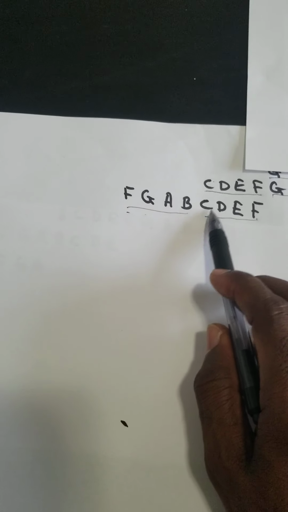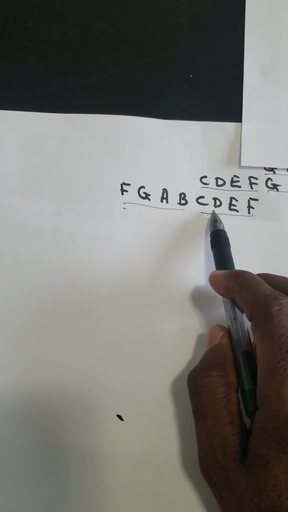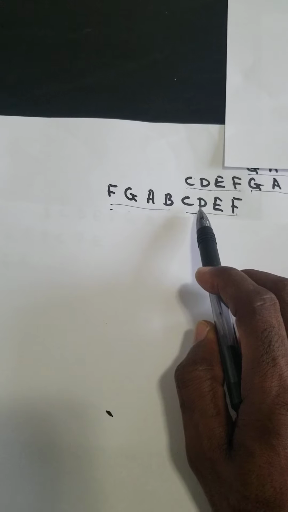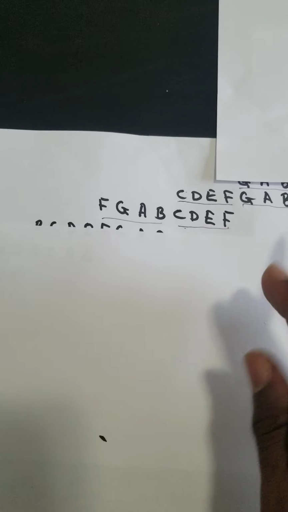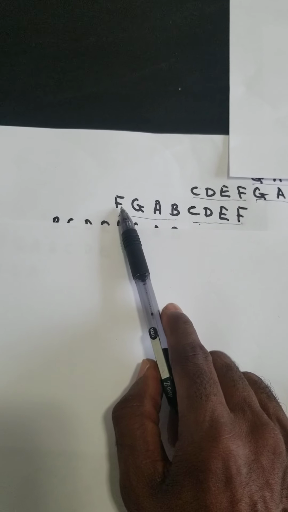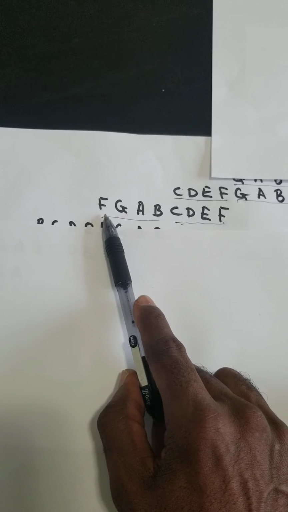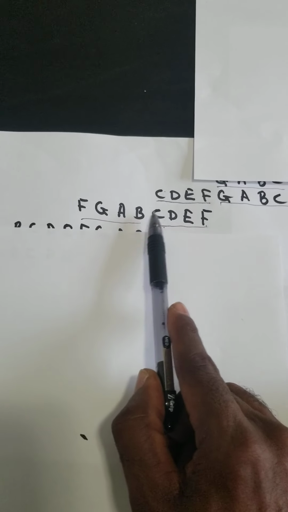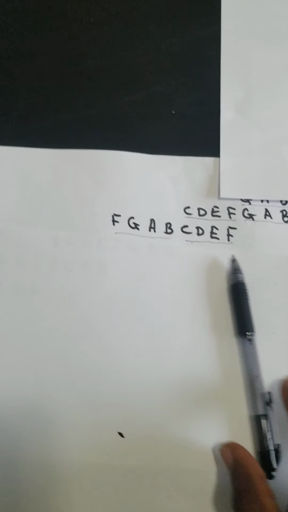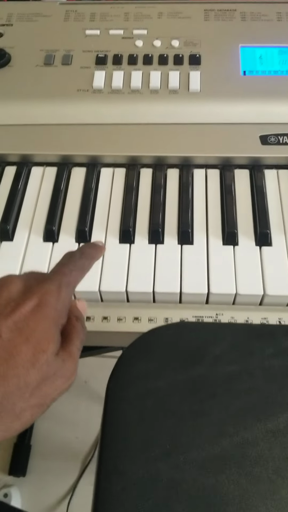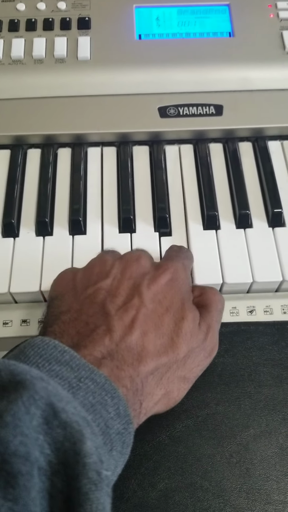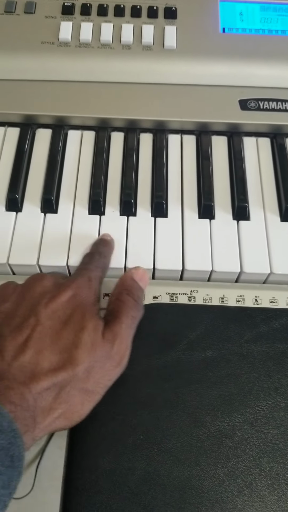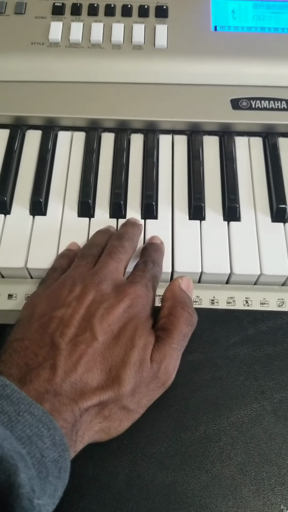So we know that C, D, E, F is already this proper sequence of tetrachord, which is whole, whole, half. Okay, now let us play F, G, A, B, C, D, E, F and see what that sounds like. Okay, now we should notice that the B sounds incorrect.